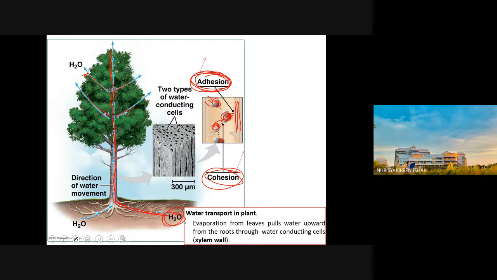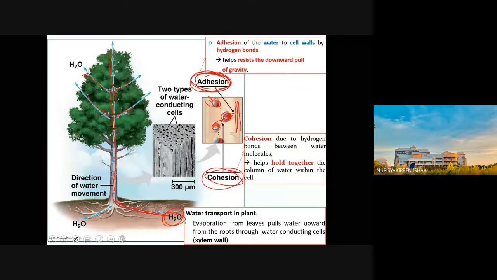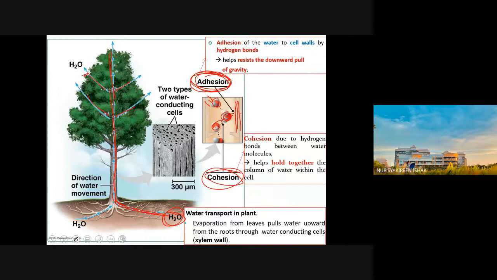So it says here, water transport in plants: evaporation from leaves pulls water upward from the root through the water conducting cell, which is the xylem. Cohesion, due to hydrogen bonds between water molecules, helps hold together the column of water within the cell. Adhesion of water molecules to the wall of the xylem by hydrogen bonds helps resist the downward pull of gravity. Kalau dia nak bergantung kepada cohesion je, tak boleh. Sebab cohesion akan menyebabkan air tu tertarik ke bawah disebabkan oleh gravity. So untuk mengelakkan tarikan gravity ke bawah tu, water molecules have to stick to the plant cell wall through adhesion.